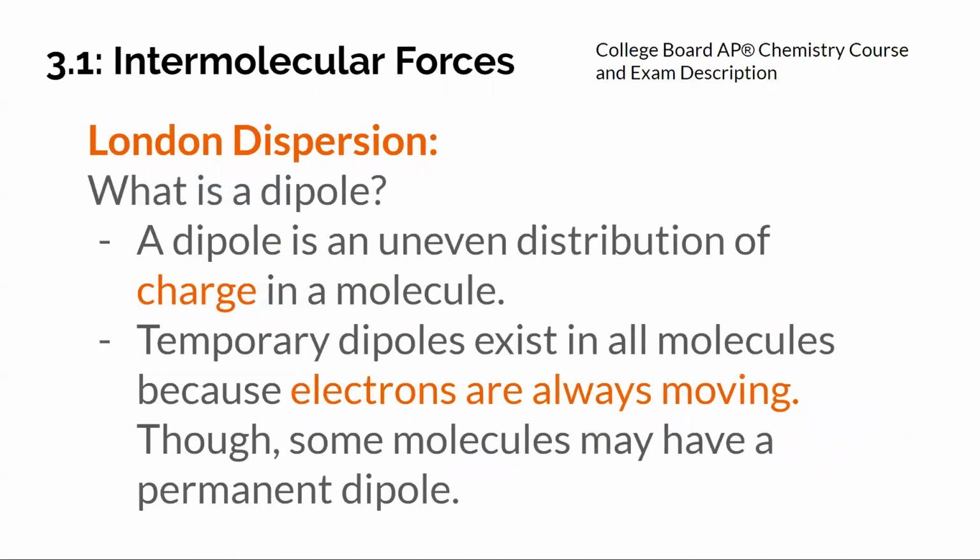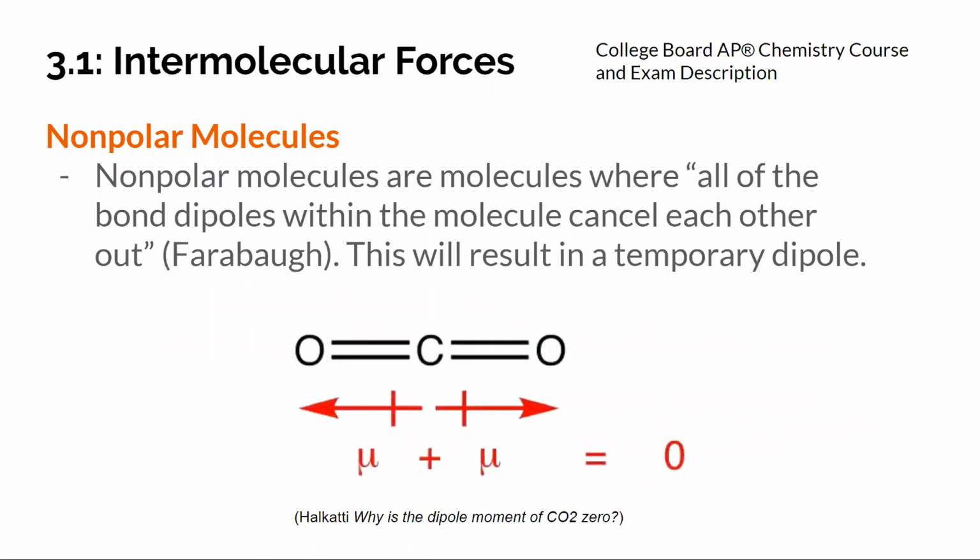So what is a dipole? A dipole is an uneven distribution of charge in a molecule. Temporary dipoles exist in all molecules because electrons are always moving, though some molecules may have a permanent dipole, which we'll get into later. And so nonpolar molecules are molecules where all of the dipoles within the molecule cancel each other out. This will result in a temporary dipole.